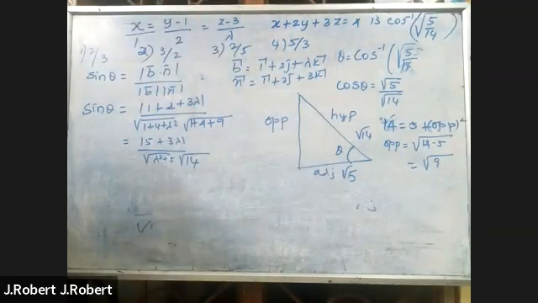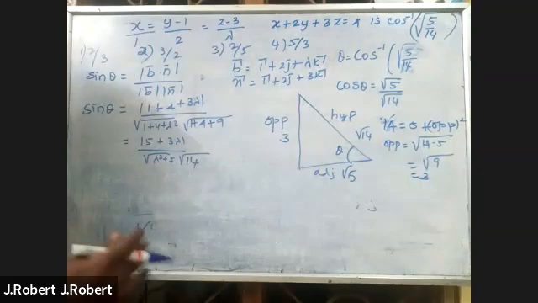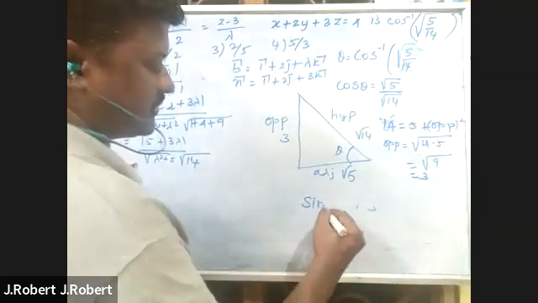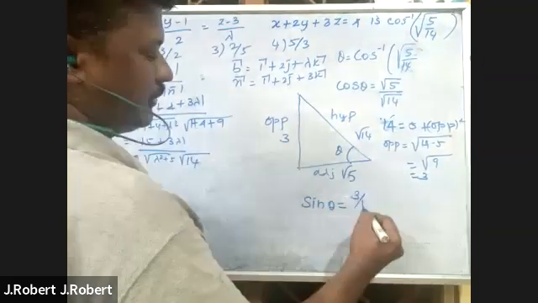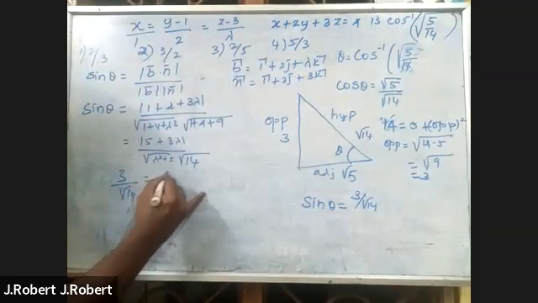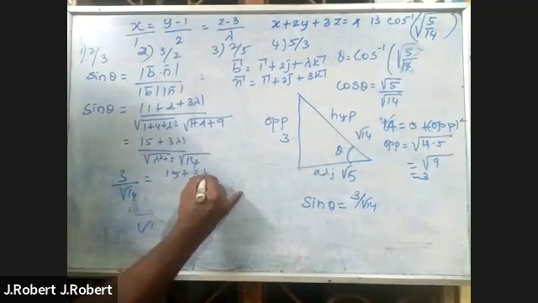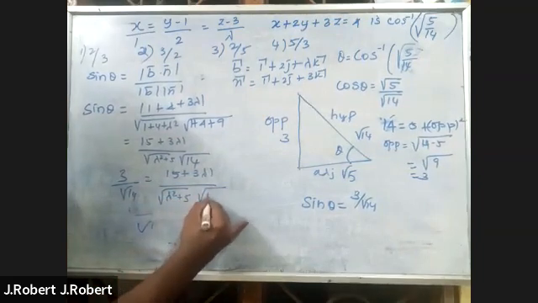Square root of 9 means which is equals to 3. So the opposite is found. Now easily we can find sin theta. Your sin theta is equals to opposite side by hypotenuse, 3 divided by root 14. So put 3 divided by root 14. Modulus of 5 plus 3 lambda divided by square root of lambda square plus 5 into root 14.